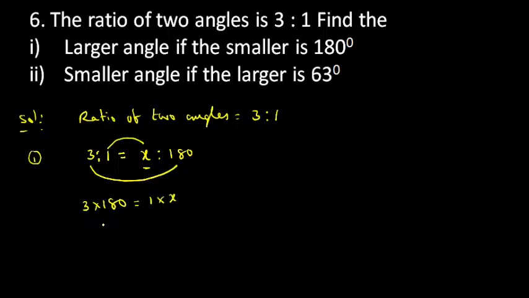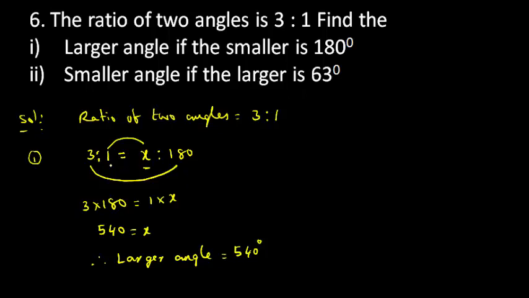3 8s are 540. 1 x are x. So the larger angle equal to 540 degrees. Ratio of two angles 3:1. Find the larger angle. So the larger angle equal to x. x is to 180 degrees.